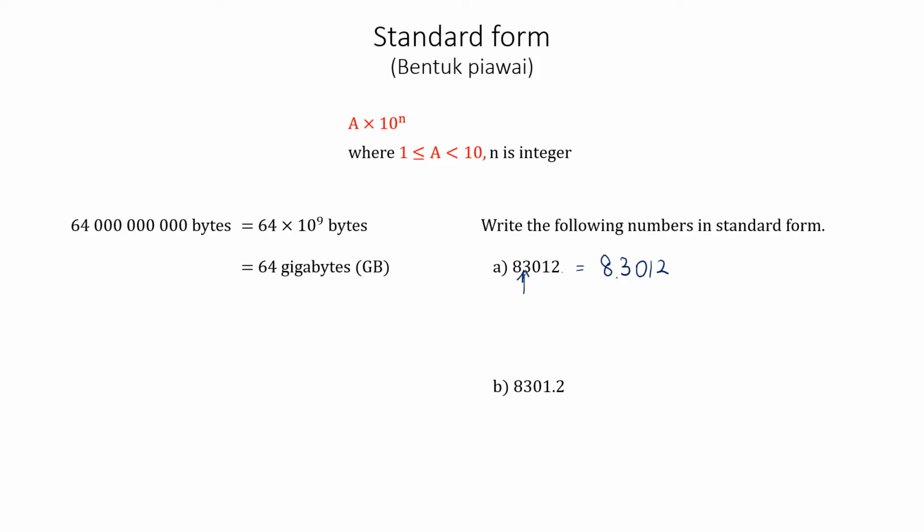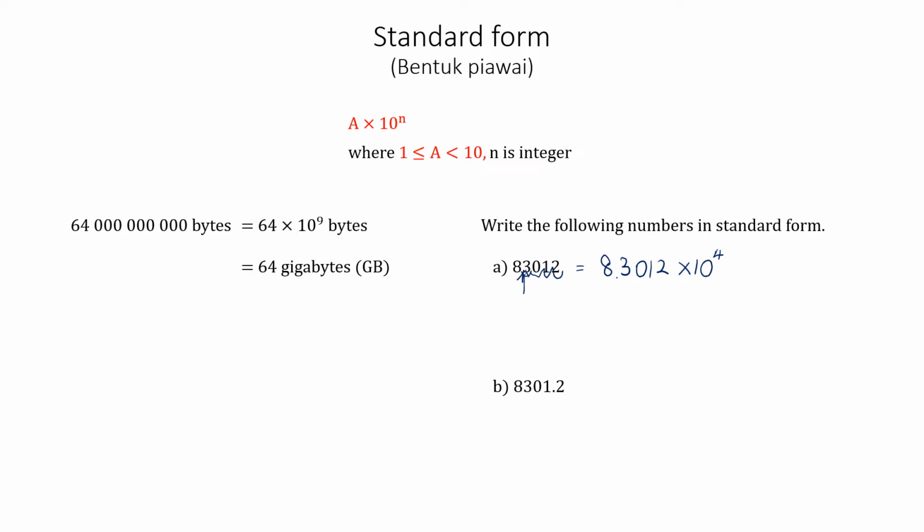And I have to calculate. Just now I moved the decimal 1, 2, 3, 4. I moved it 4 decimal places. So I need to multiply with 10 to the power of 4. You can always check back your answer: 8.3012 times 10 to the power of 4 means there are 4 zeros, so I move 4 place values. I can always get back the answer.